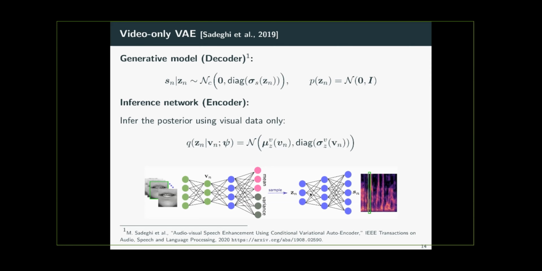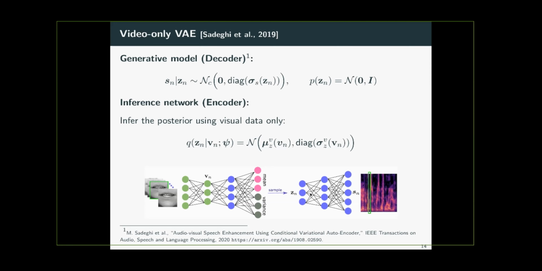The point here is that our posterior is based only on visual information. So we call this video-only VAE, even if we are using audio for training, because of course we are comparing S_n to the clean speech signal. So these are the audio-only and video-only VAEs.